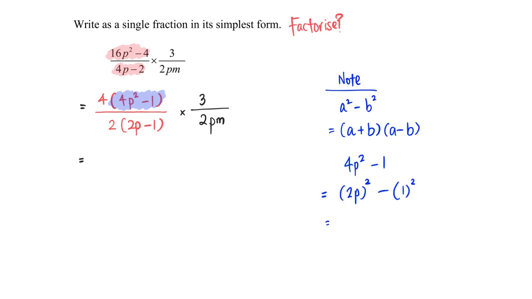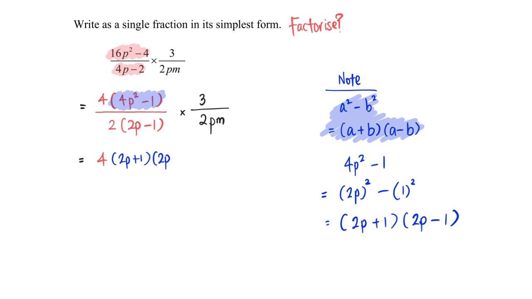And because I know it can be written as such, I could then apply this special product where my 2p is my a now, so it's 2p, and my b is my 1, so it's 2p plus 1, 2p minus 1. And so I would continue to rewrite this as 2p plus 1, 2p minus 1. The rest stays the same.